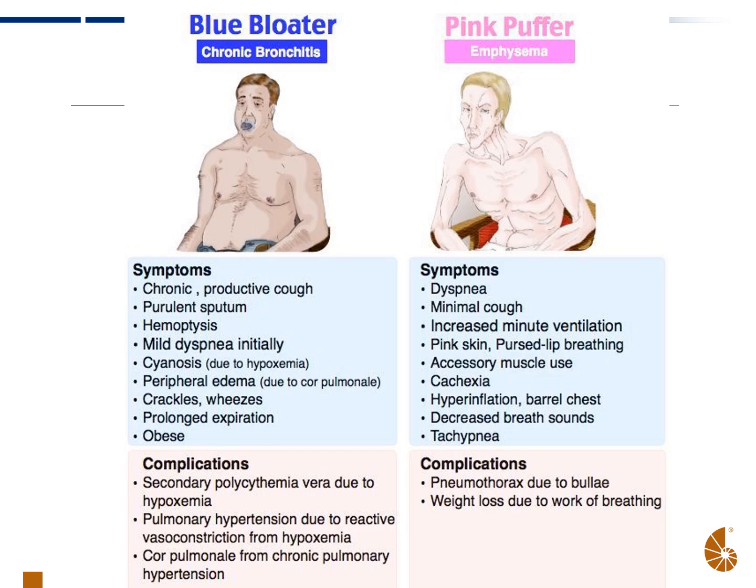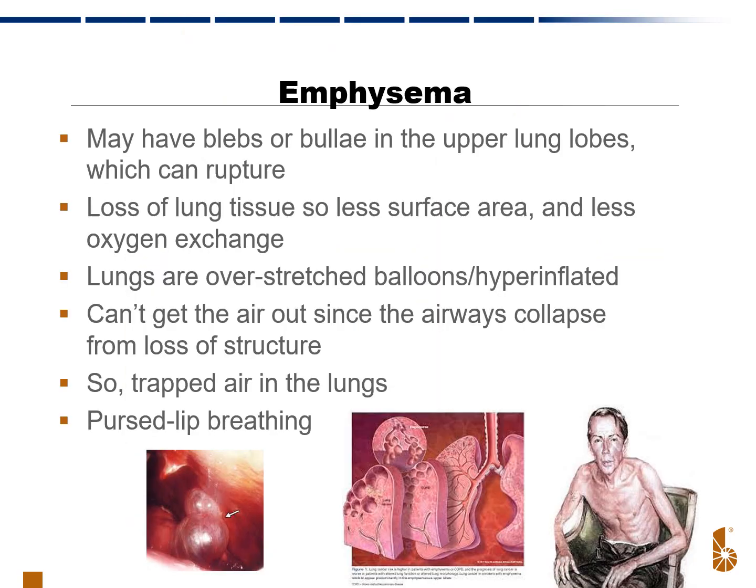Below you can see in the complications they may have a pneumothorax due to the bullae that they may have in the upper part of their lung, and those are like little balloons in their lung that can pop and cause a pneumothorax or collapse of the lung. And they really do a lot of work of breathing, so it takes a lot of calories for them to breathe, so they may lose weight.